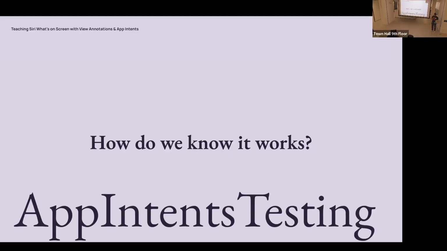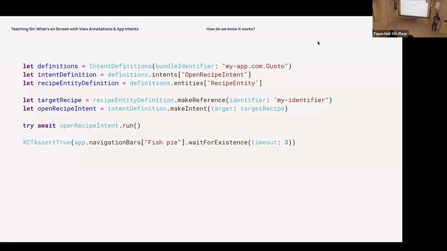Enter app intents testing. It validates the intents through the same pathways the system does, like Siri actions or shortcuts or Core Spotlight. No tapping in the simulator, no shortcut animations, and the best part, it can run view annotations too, which means now view annotations are also part of the contract. So what does this contract look like?